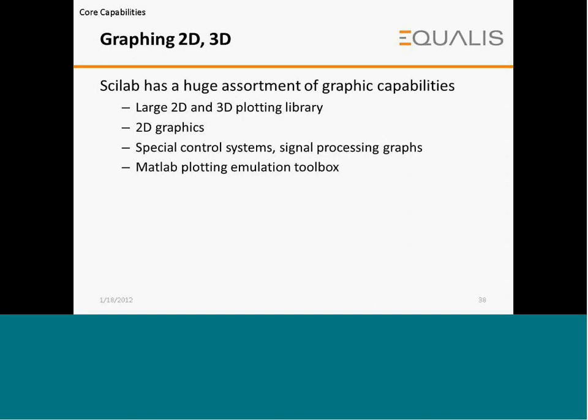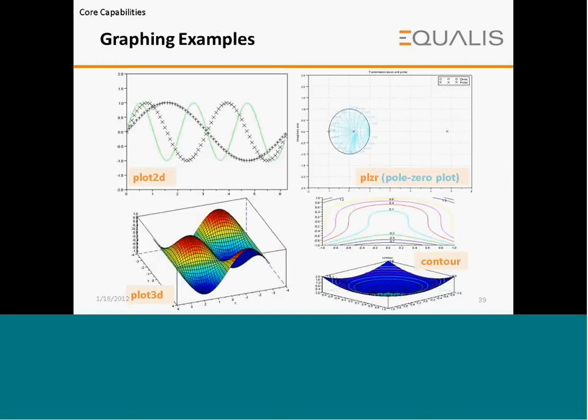If you want to plot a 2D or 3D graph, Scilab has a huge assortment of graphic capabilities, which includes a large 2D and 3D plotting library, 2D graphics, special control systems and signal processing graphs, and a MATLAB plotting emulation toolbox. Few of the graphing function examples are plot2d, polezero plot, plot3d, and contour.